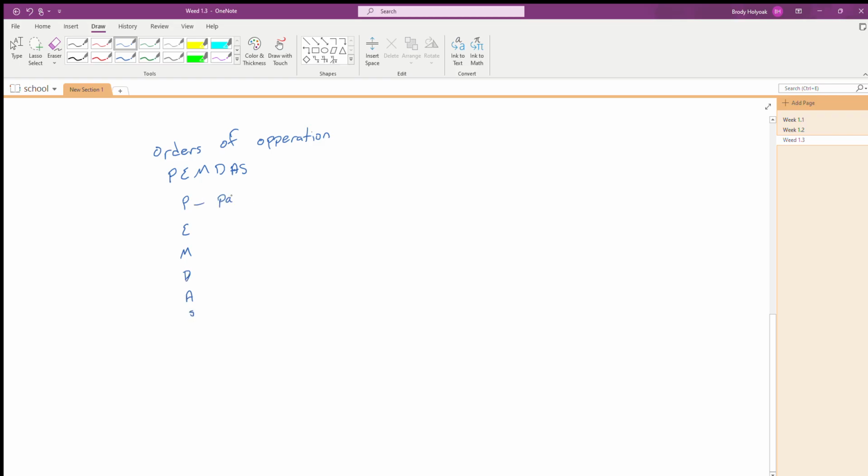PEMDAS is parentheses, exponents, multiplication, division, addition, and subtraction. So this is the order we want to do things.